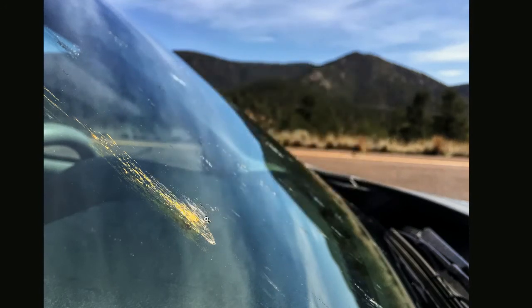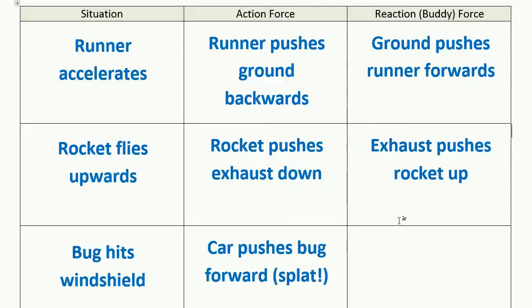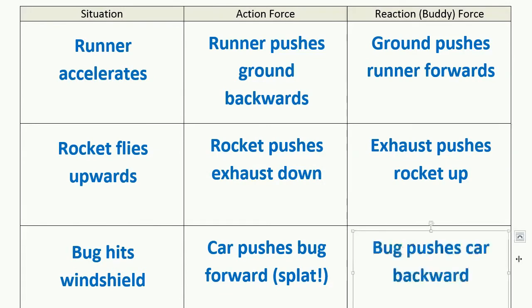So that's why we have the bug bursting, but not the car. But realize that both of them felt the exact same force at that moment of impact, but in opposite directions. That's what we mean by equal and opposite. So the car pushes the bug forward. Therefore, by Newton's third law, the bug pushes the car backward.